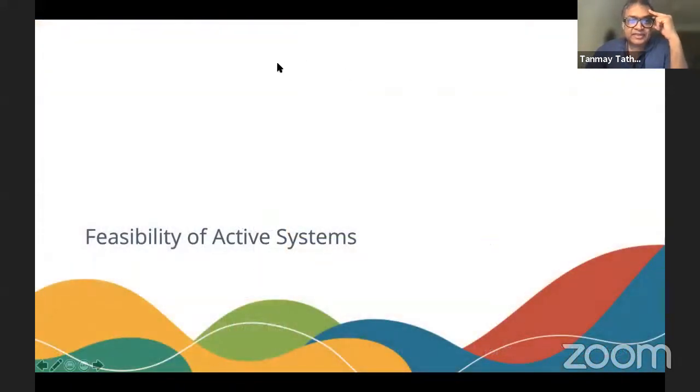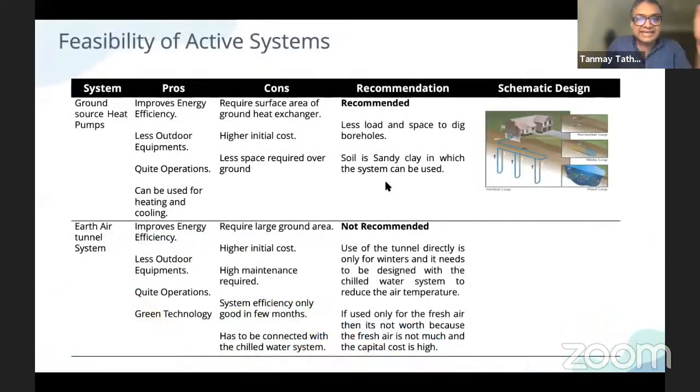Then you look at active systems, right? So we've talked about passive systems and specifications. So I know that I have done good design and good specification, whatever will come out of this. And again, I'm not going to go into the detail. This slide presentation will be with you.